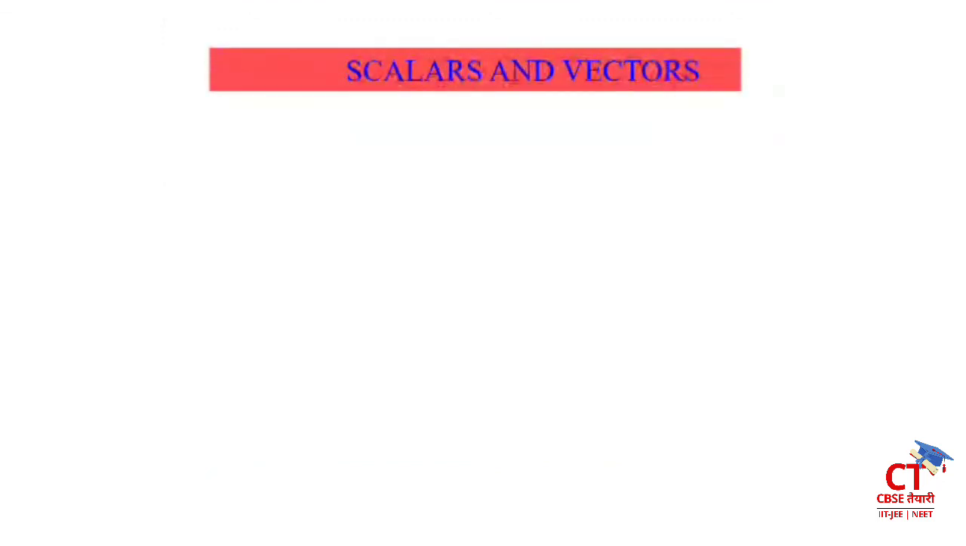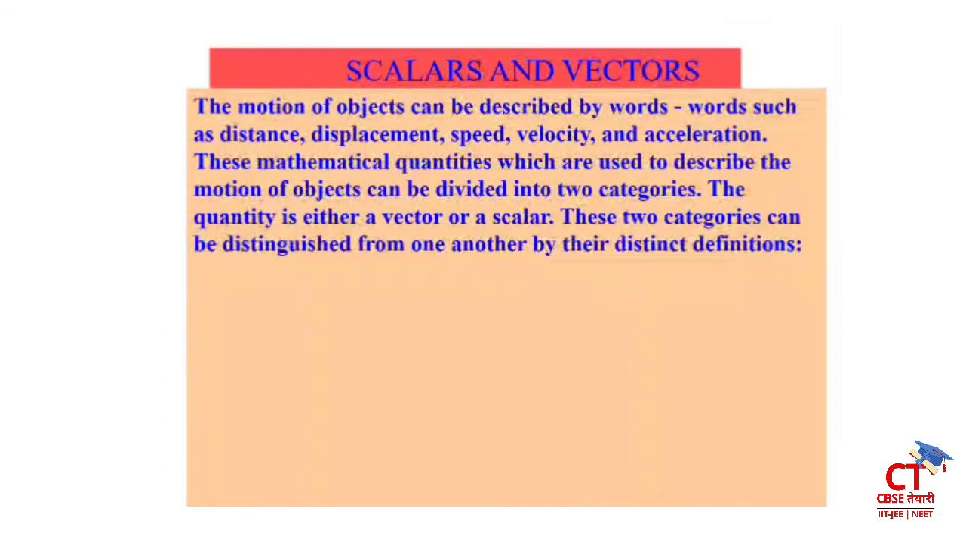So again we have one of the most important concepts of kinematics, or mainly we can say of classical physics, which is vector and scalar. So what about this? The motion of an object can be described by words such as distance, displacement, speed, velocity and acceleration. These mathematical quantities which are used to describe the motion of objects can be divided into two categories. The quantity is either a vector or a scalar. These two categories can be distinguished from one another by their distinct definitions.